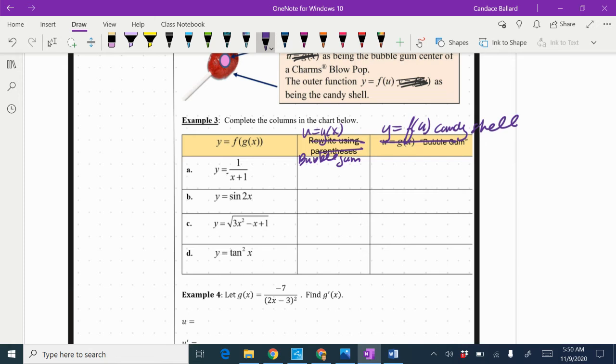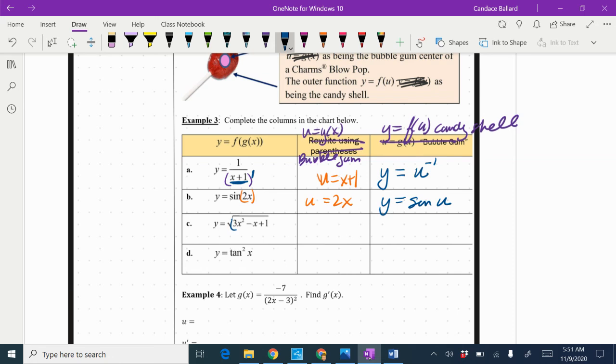So my parentheses would go here. My u part would be x plus 1. That means the outer part of my function, y equals, would be u, because I replace this with the u. It really has an exponent of 1 on it, so I would bring it upstairs and make it to the negative first. In this next one, my parentheses would be there, and u would just be 2x. So y would equal sine of u.